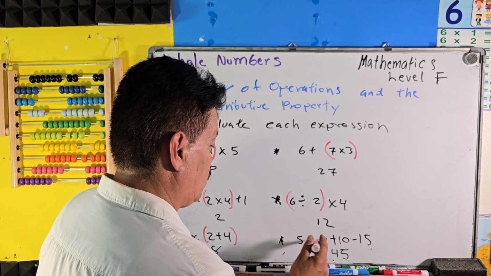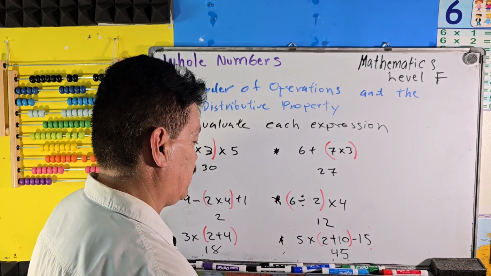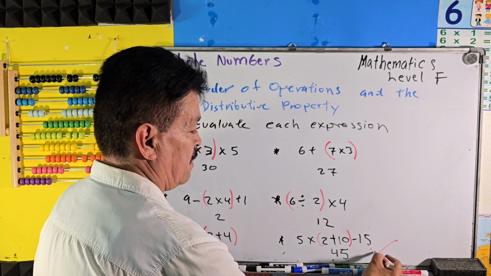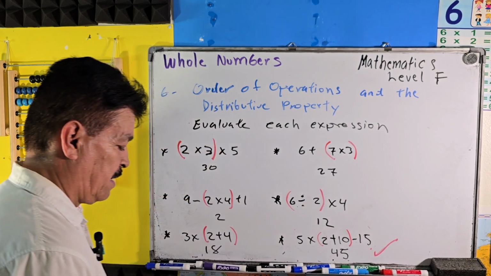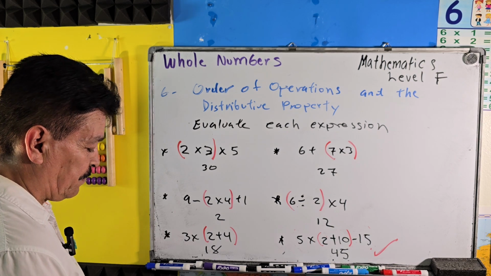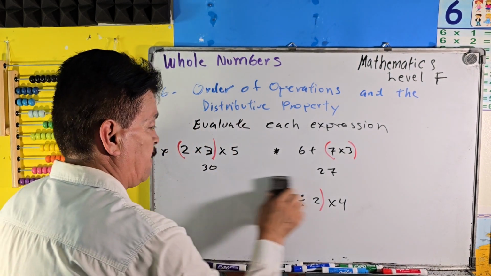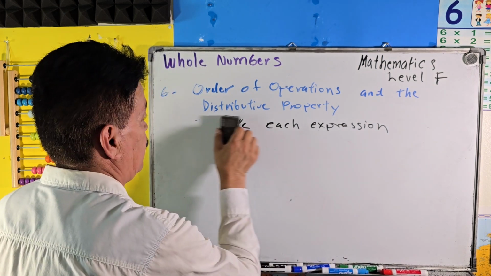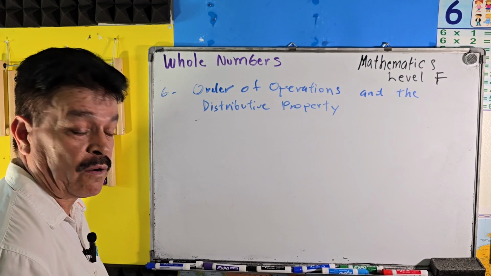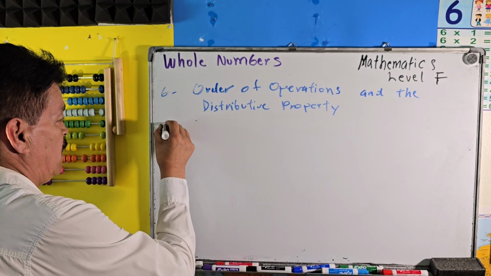5 times 12. 12 minus 50, 60 minus 15 is 45. Yeah, it's right here, the answer. That's it. So this you applied in the rules. Let me do a little test, a few questions in this section. I think that's the most important section when you work with whole numbers. It is very important.